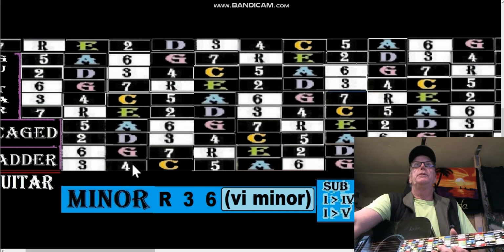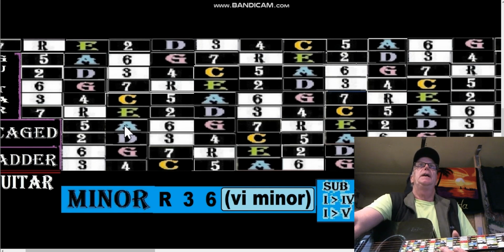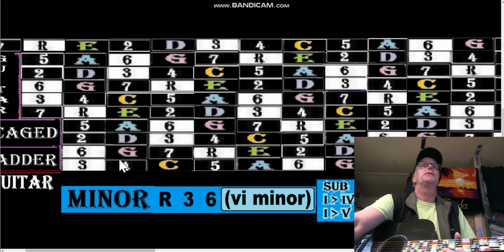So remember, we're just going to play the string shapes: C, A, G, E, and D. C's 3, 4, 5, A's 5, 6, G's 6, 7 root, E's 7 root 2, and D is 2, 3, 4. And you have to stack them up like this. G goes on top of C, D goes right on top of G, but A sits right there on top of the D, and then E moves over. That's how the pattern goes.